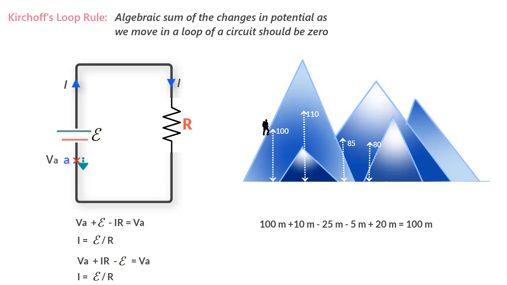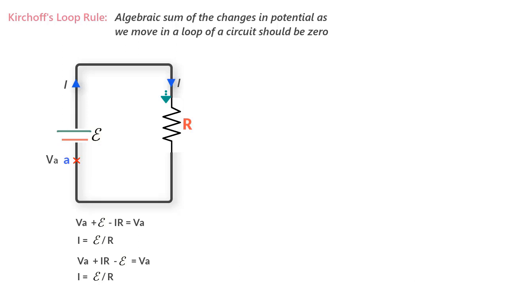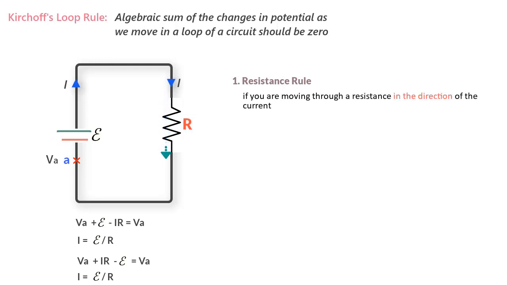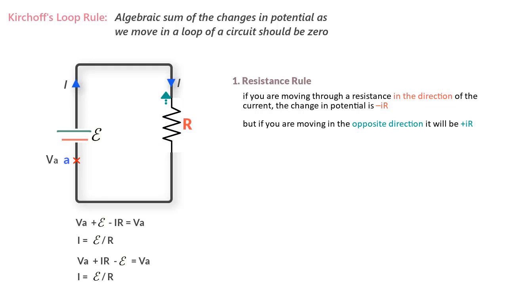So now, since you have some conceptual clarity around loop law or loop rule, let us try to memorize two important rules that will help us work with circuits that have more loops. The first one is called the resistance rule, that says that if you are moving through a resistance in the direction of the current, the change in potential is minus IR. But if you're moving in the opposite direction, it'll be plus IR. And this is exactly what we did earlier.